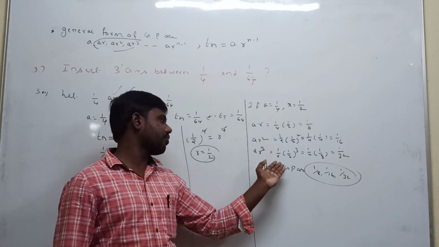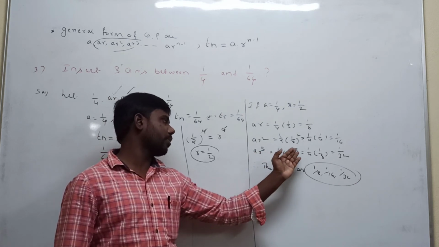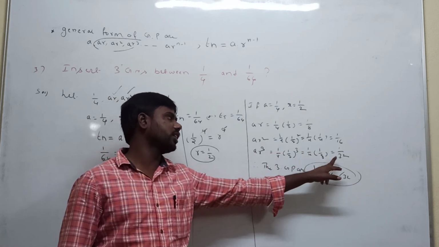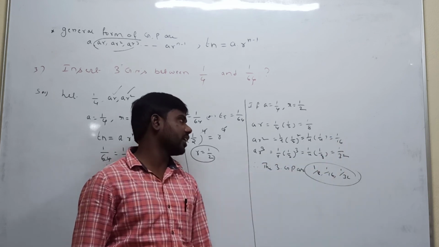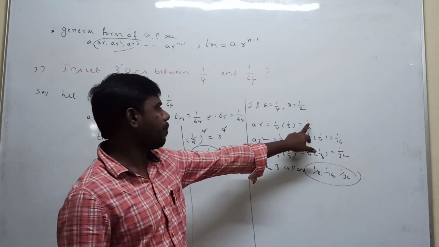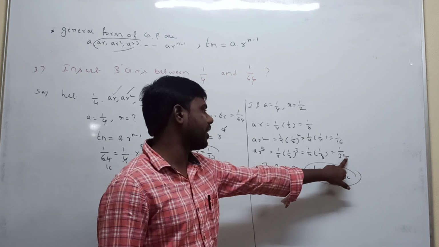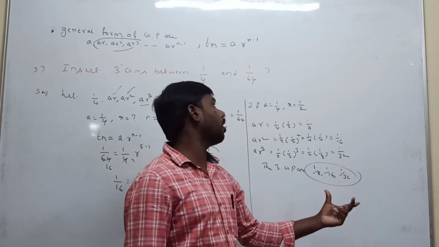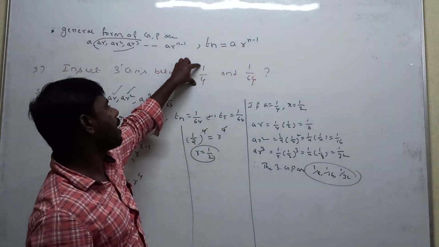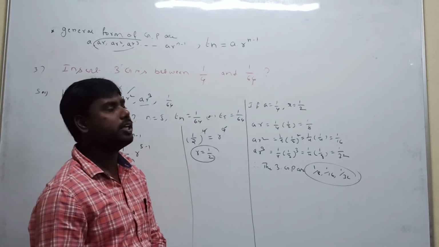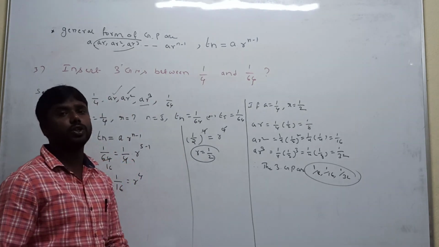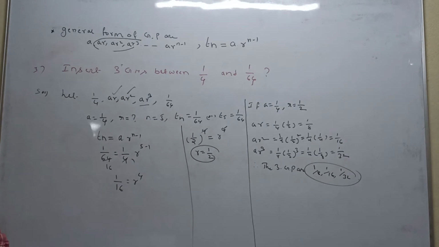A value is 1 by 4, r value is 1 by 2 whole cube. 1 by 2 whole cube is nothing but 1 by 8. 4 into 8 is 32, so 1 by 32. Finally we get the three geometric means: 1 by 8 comma 1 by 16 comma 1 by 32. These three elements are called geometric means between 1 by 4 and 1 by 64. So you have understood how to calculate the geometric mean between 1 by 4 and 1 by 64.